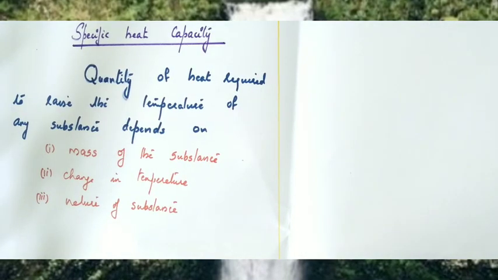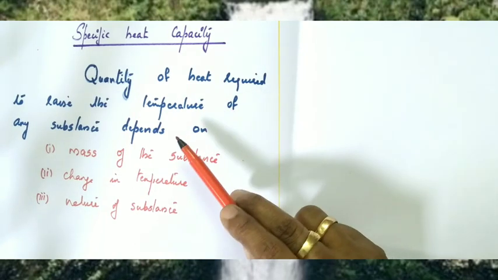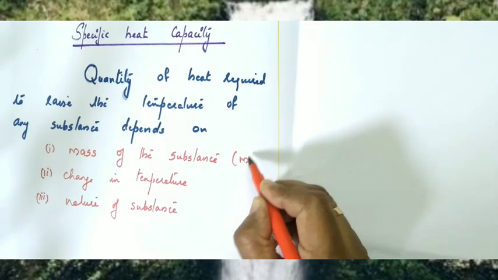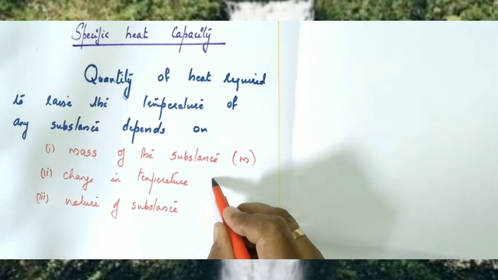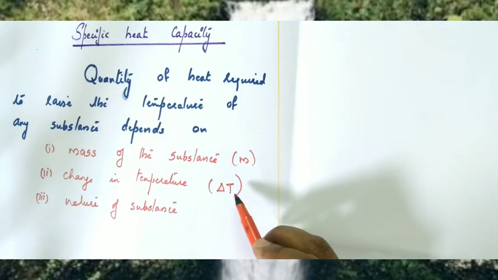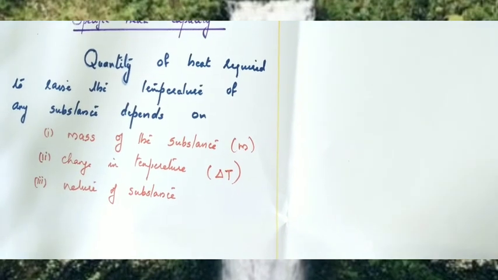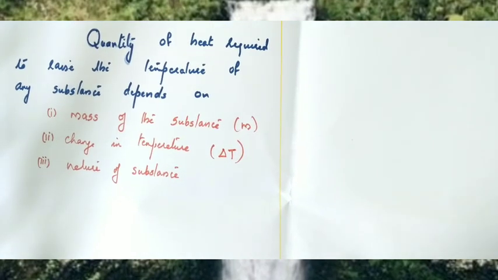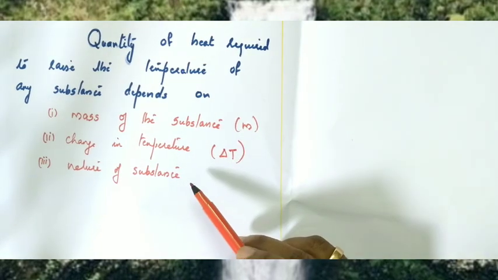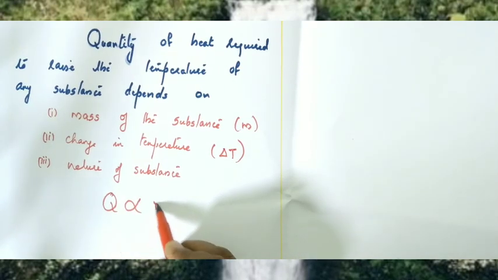So, from the given example, we can say that the quantity of heat required to raise the temperature of any substance depends on the mass of the substance, m. It depends on the change in temperature, delta T. Delta T represents small change in temperature, and it also depends on the nature of the substance. So, the quantity of heat required depends on the mass, change in temperature, and nature of the substance. So, we can write the quantity of heat is directly proportional to mass of the substance.